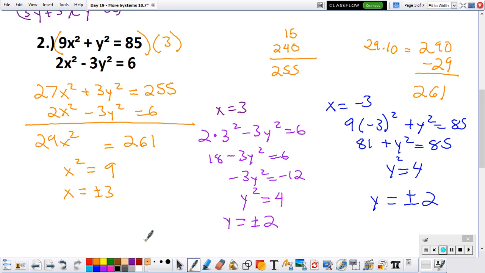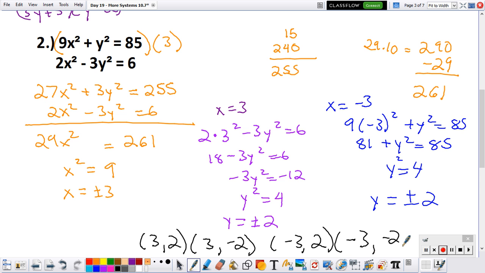So we've got our 4 solutions. First we've got 3, 2. We've got 3, negative 2. We've got negative 3, positive 2 from the blue. And also from the blue we have negative 3, negative 2. If you are too lazy to write out these points and you write plus or minus 3, comma, plus or minus 2, I will mark the entire problem wrong and write lazy in Sharpie marker on your test.